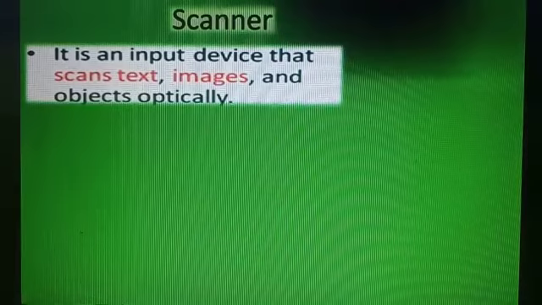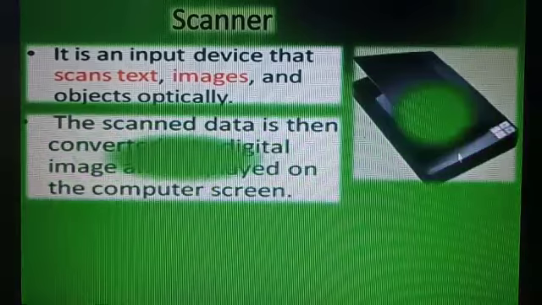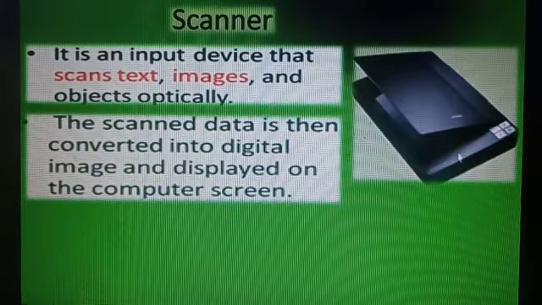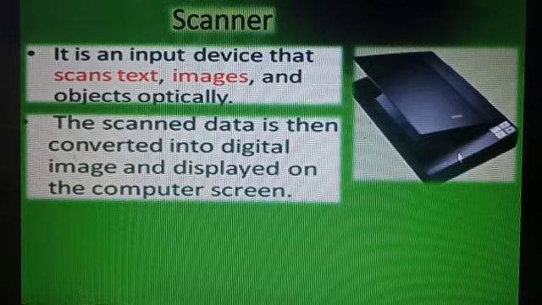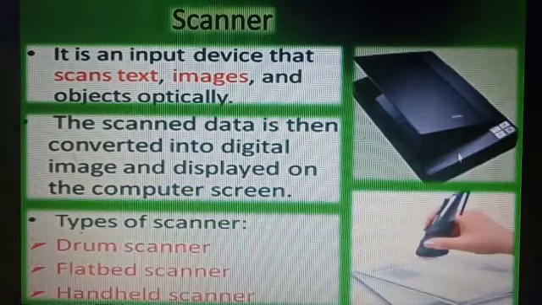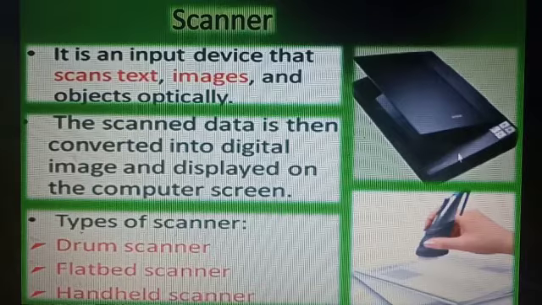It is an input device that scans text, images and objects optically, which we call a scanner. The scanned data is then converted into a digital image and displayed on the computer screen. Types of scanner: drum scanner, flatbed scanner and handheld scanner. These three types of scanner are there.